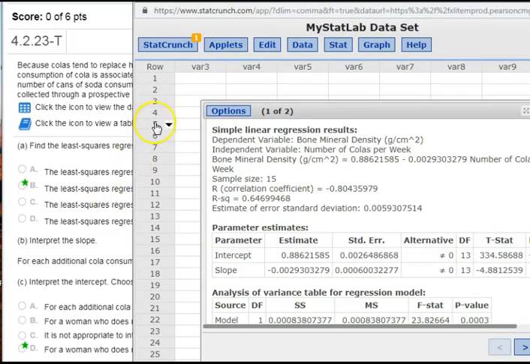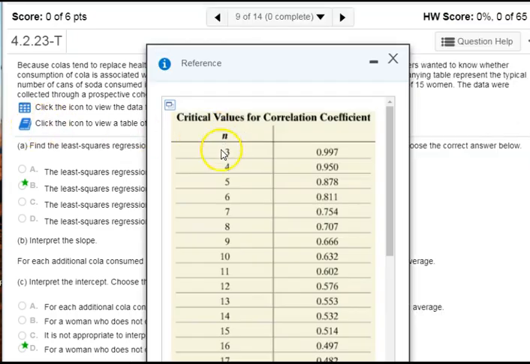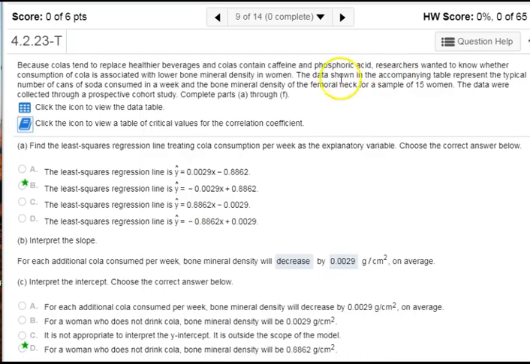One last thing I want to point out before moving on: in this problem, the correlation coefficient was about 0.80, and for a sample of size 15, we just need to be above 0.51 to conclude that there is a linear relationship between the variables. So we did meet that criteria with our critical values.